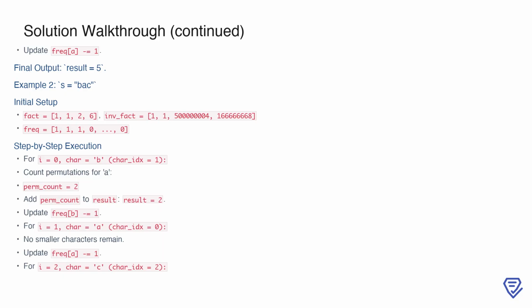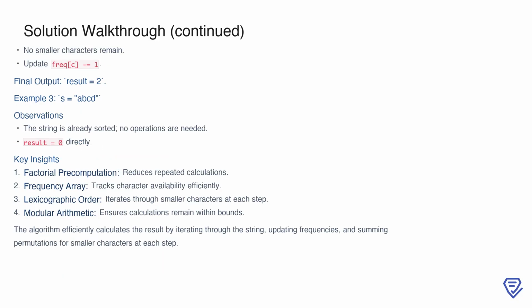Finally, for the last character, c, no smaller characters remain either. The frequency of c is decreased by 1, and the final result for this example is 2. For the third example, consider the string ABCD. Since this string is already in lexicographical order, no operations are required, and the result is 0. This example highlights an important observation: if the string is sorted initially, the result is directly 0.